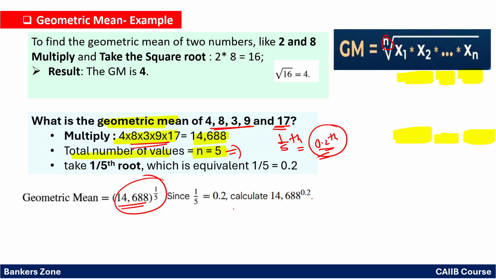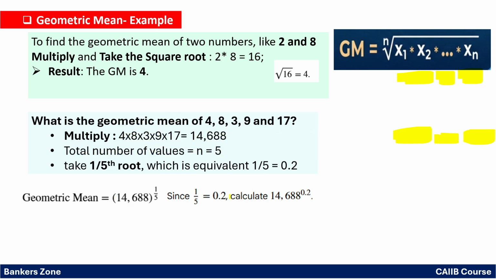So how to find it? This is only possible in a scientific calculator. It is not possible in a simple calculator. In the examination, scientific calculators are not allowed. So what you have to do in the examination is apply your own logic. How can you find it? We have one relation. First, when they are asking to find the GM or geometric mean, you first need to find the arithmetic mean.